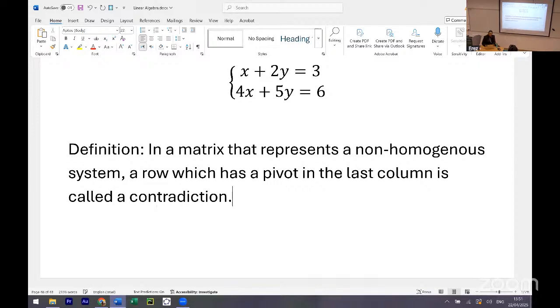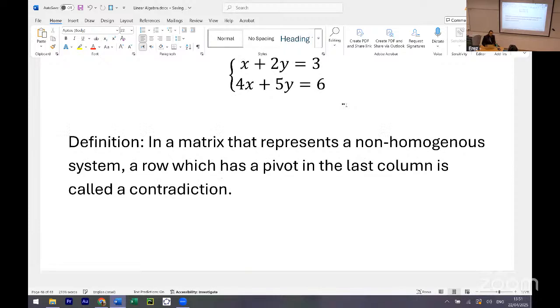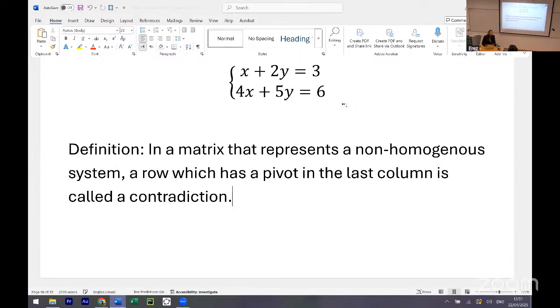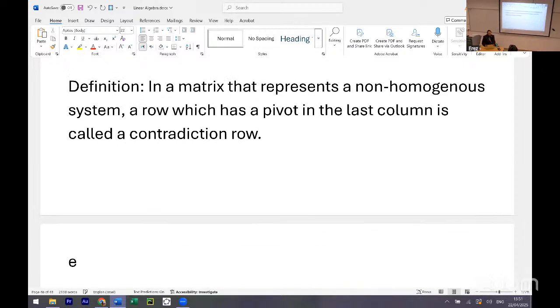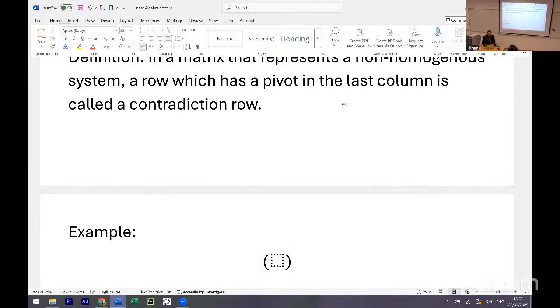Now, you would say you already knew the word contradiction. You will see a contradiction row. In Hebrew, we say shuat stira. But what I'm getting at is the contradiction here is actually a contradiction in the system of equations, as you will see in the following example. Let's look at the matrix.